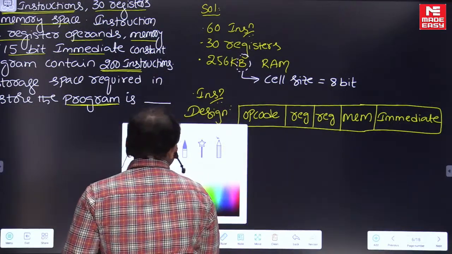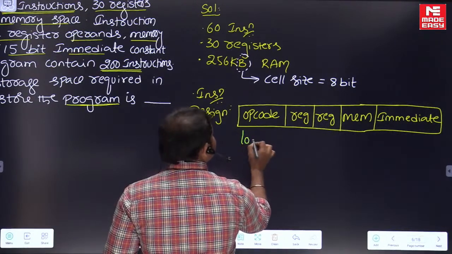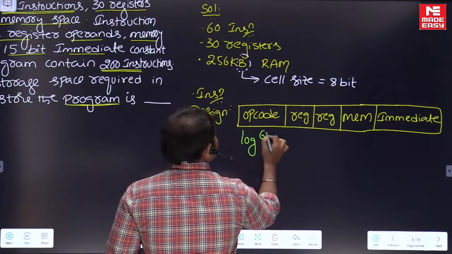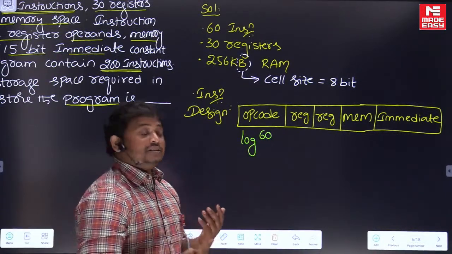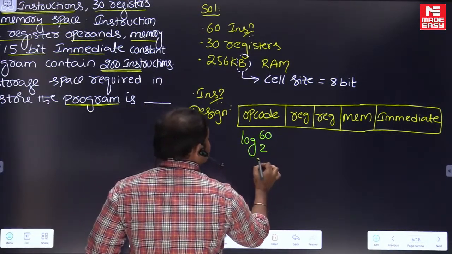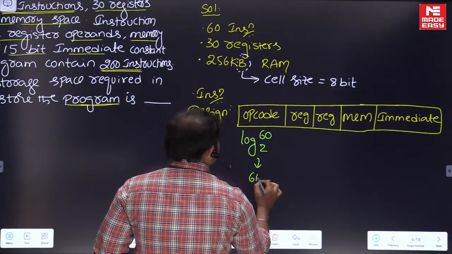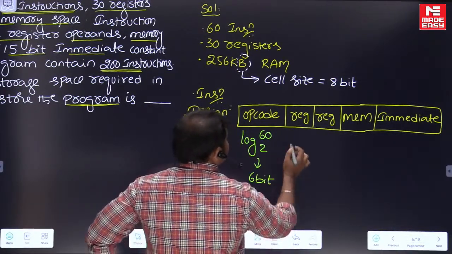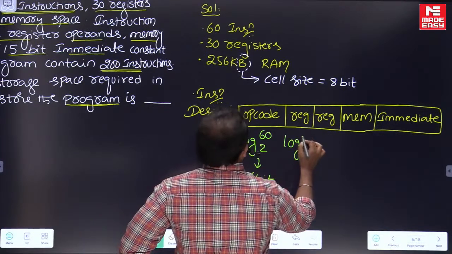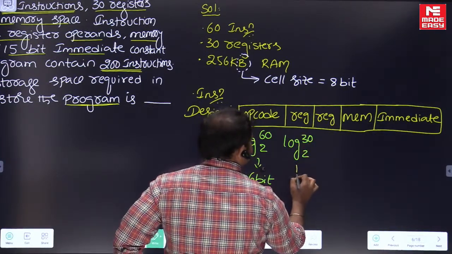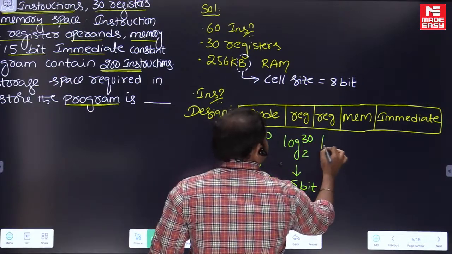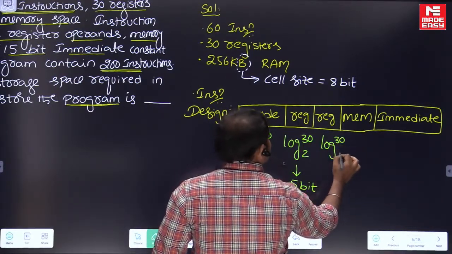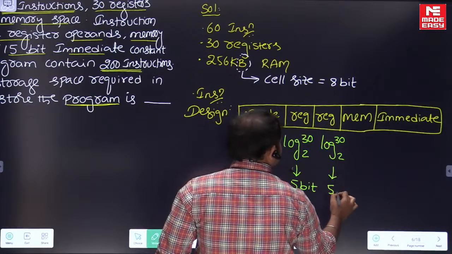Opcode size depends on the number of instructions present in the system. The CPU supports 60 instructions, base 2. How many bits are required? 6 bits. Opcode size is 6 bit. Register: the system supports 30 registers. To refer to a register, a 5 bit address is required. To refer to one register, we need a 5 bit address.